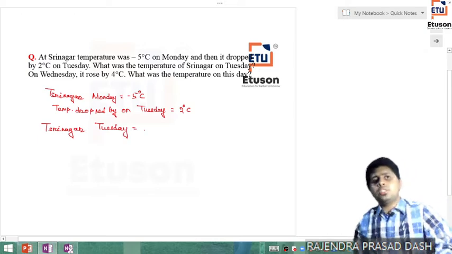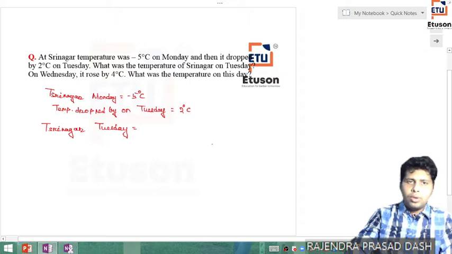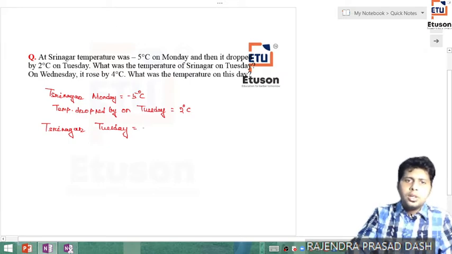So we have to subtract 2 degrees Celsius from the minus 5 degrees Celsius. So what will I do? I'll subtract 2 degrees Celsius. The temperature is decreased now, so you have to subtract. So I'll just subtract 2 degrees Celsius from the minus 5 degrees Celsius.